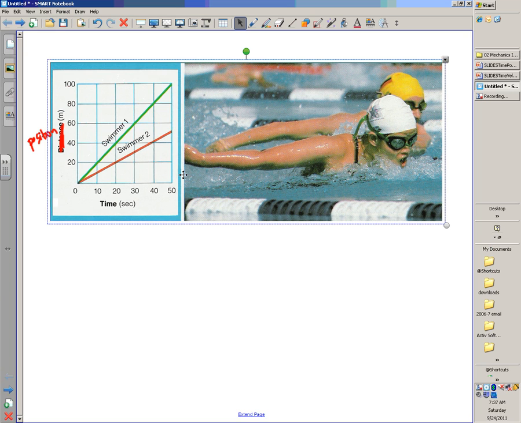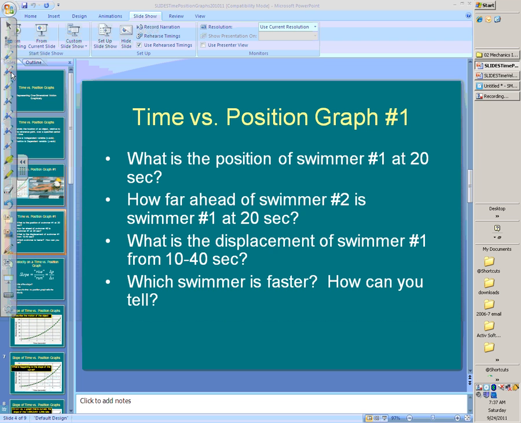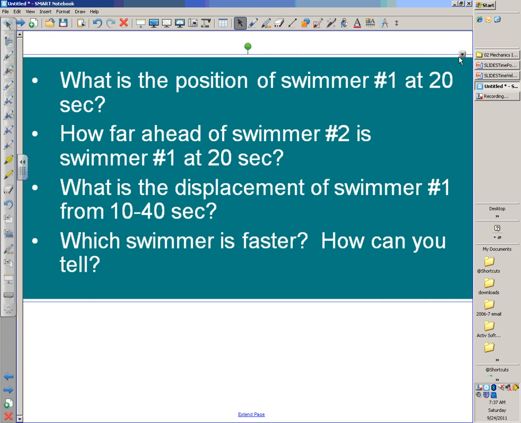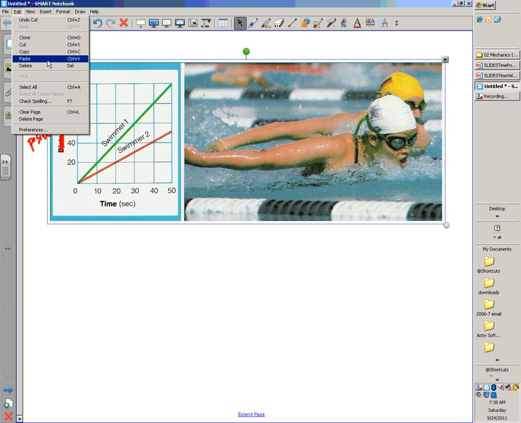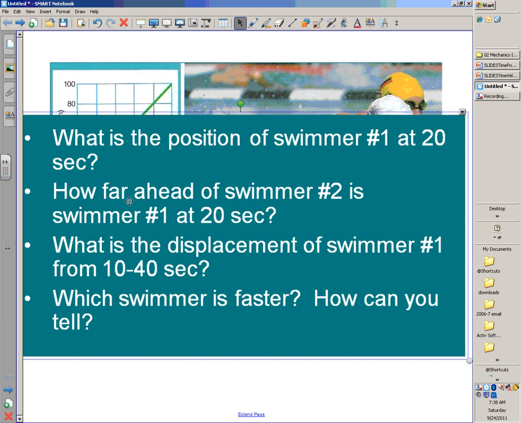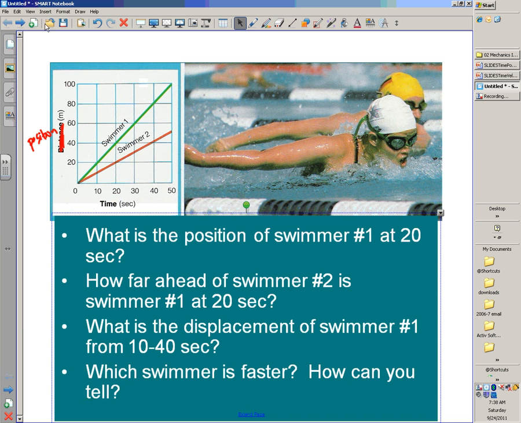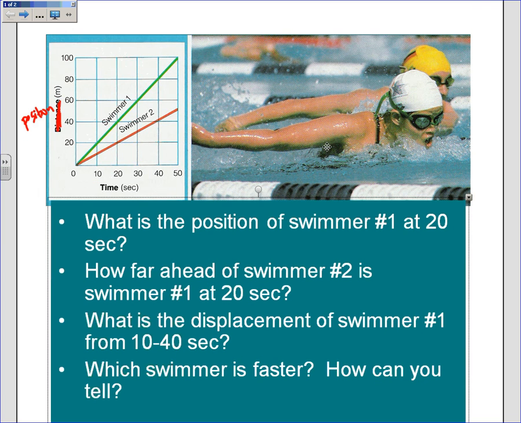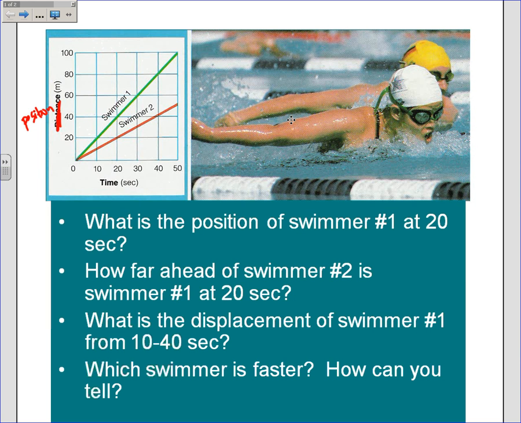What I want you to do, going back to the PowerPoint, is there are 4 questions that go along with this graph. So I would like you to take a couple of seconds, either hit pause, or if you can do them really fast, answer these 4 questions with the help of that graph above. Hit pause, answer these 4 questions, then we'll come back in a couple of minutes.